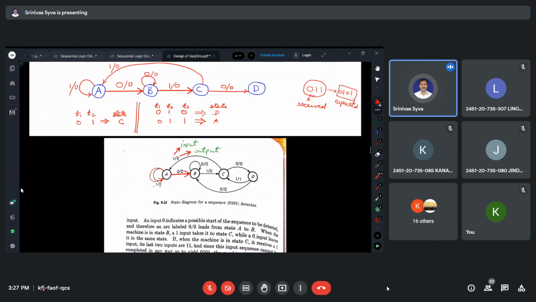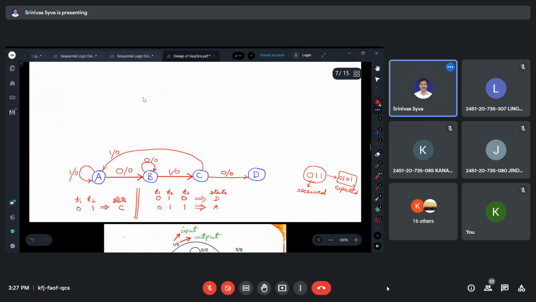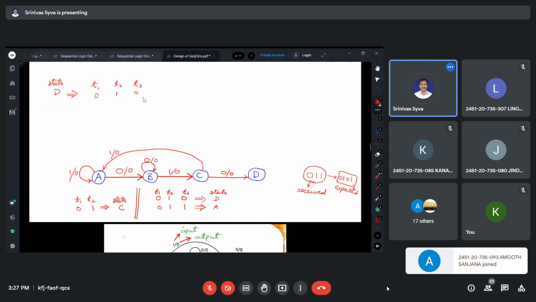Now we are in the D state. When we are in the state D, at T1 we have received 0, at T2 we have received 1, at T3 we have received 0. That means state D indicates that the bit pattern already received is 0, 1, 0.